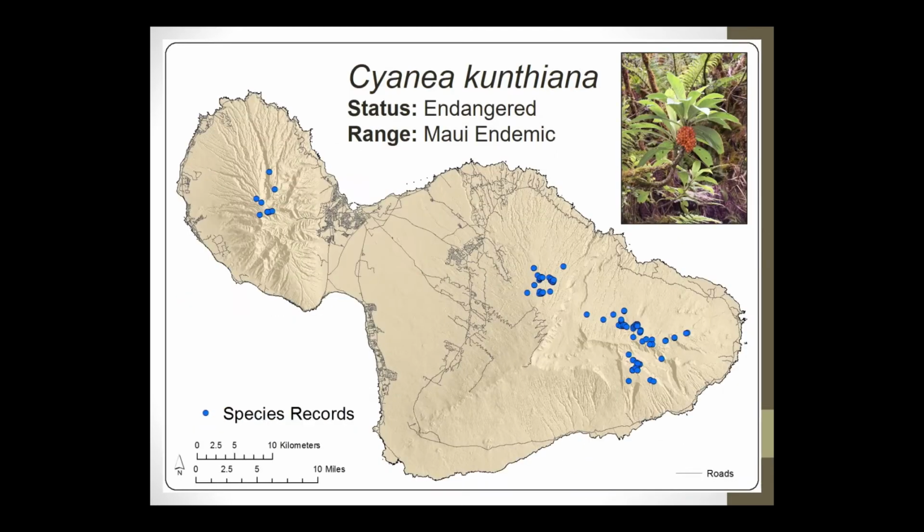So before I get into the details of it, I first want to introduce our example species, Cyanea kunthiana. It's an endangered plant on the island of Maui. And this is the species I'll be using to go through the process and explain what we're doing. It'll be our example species, so you'll see it popping up again and again.